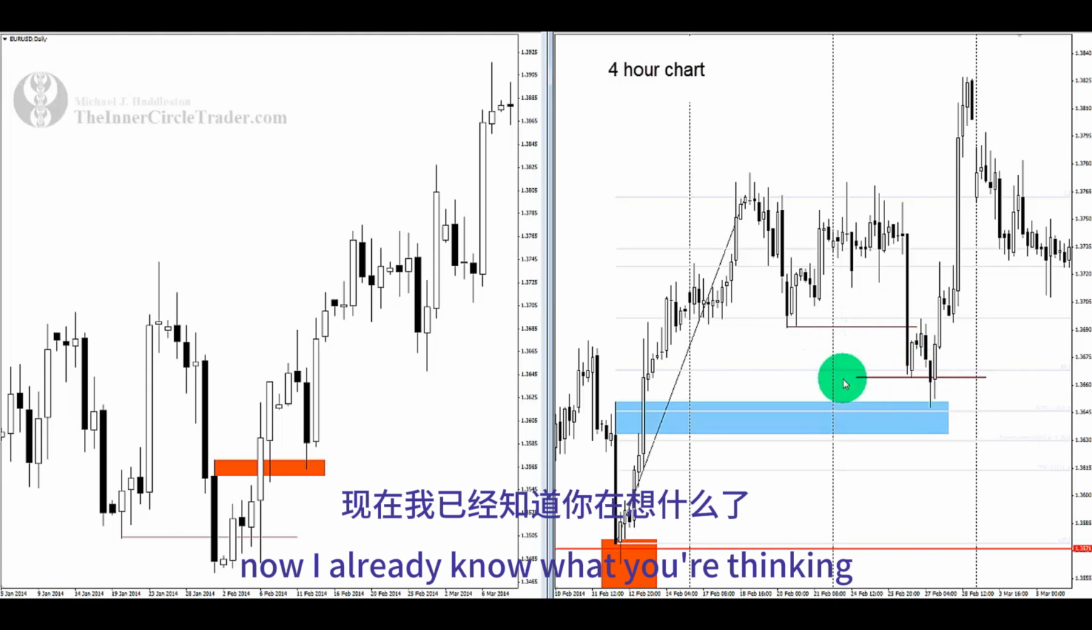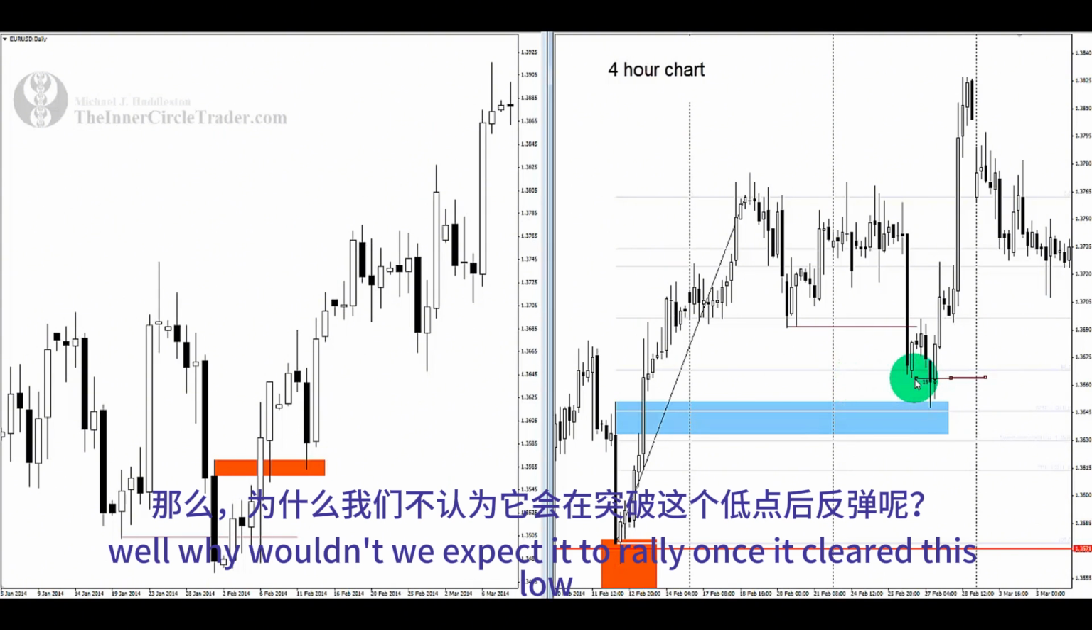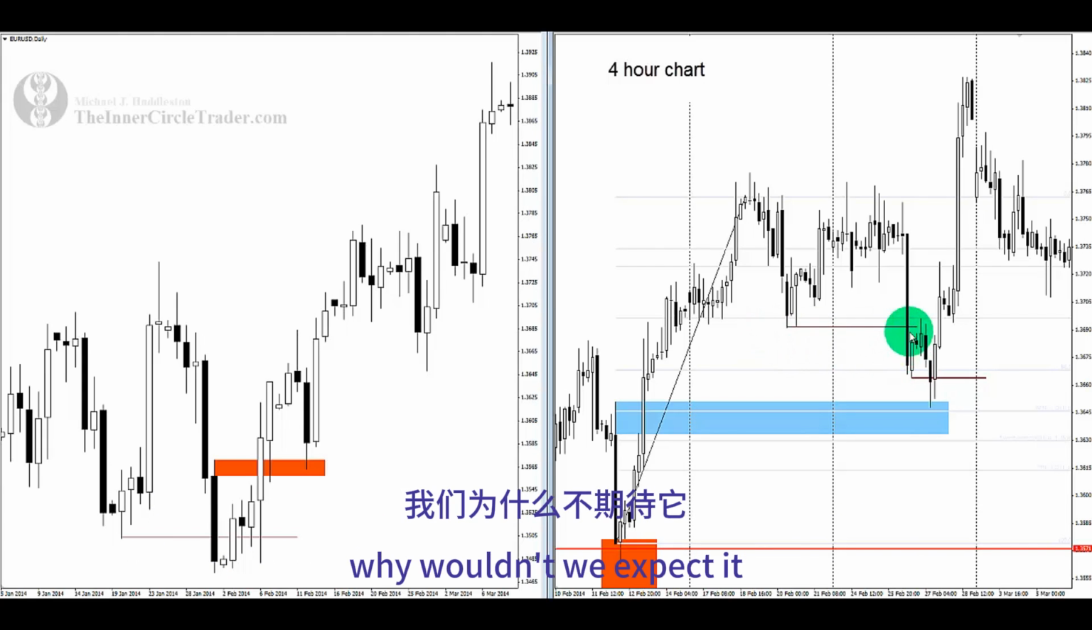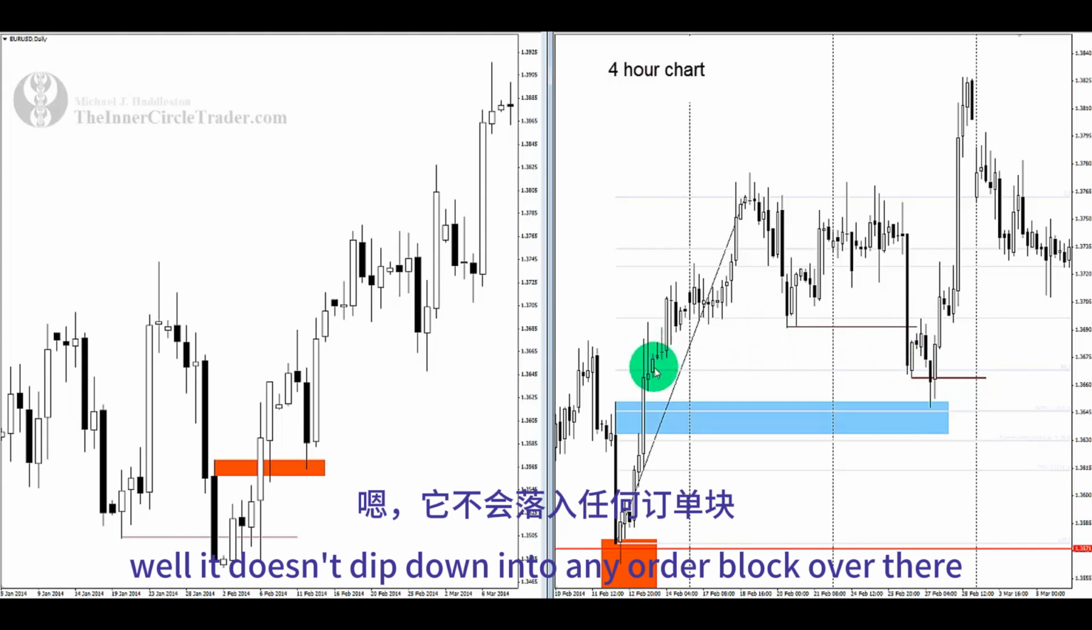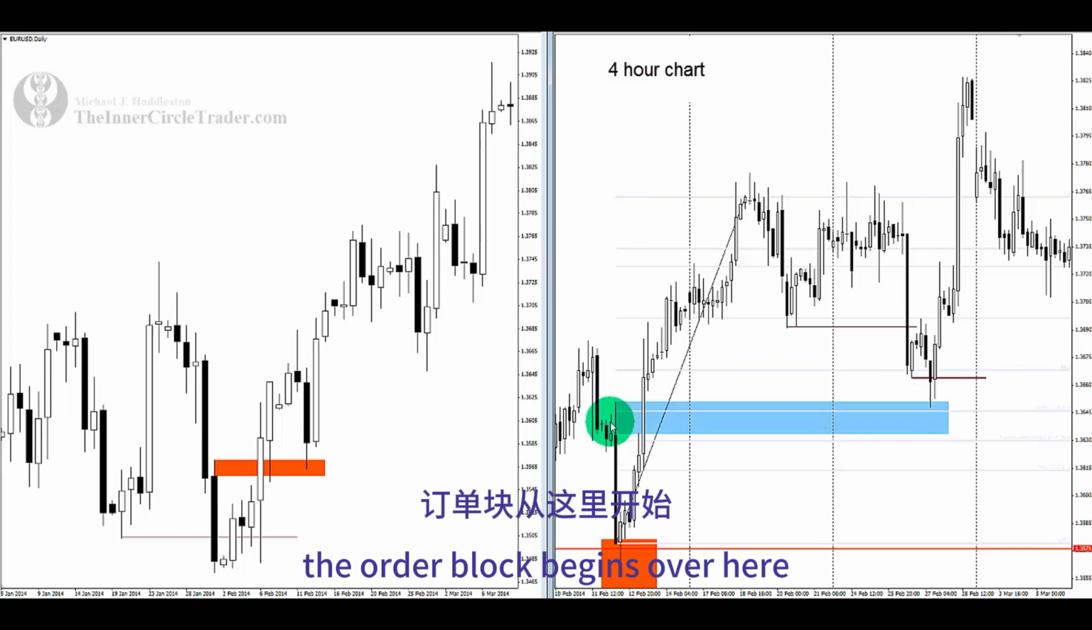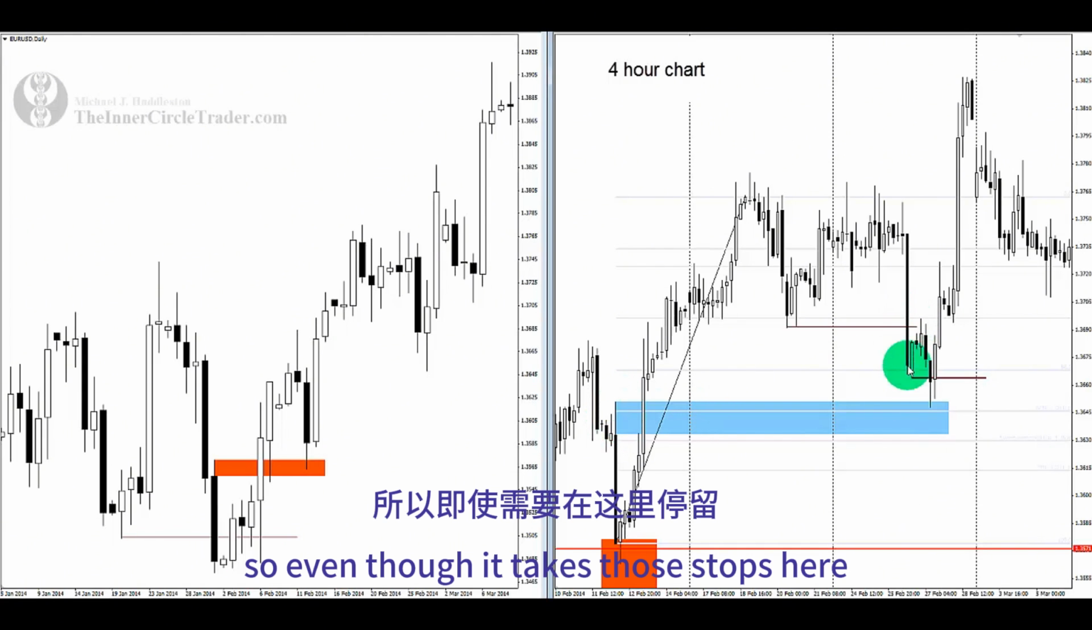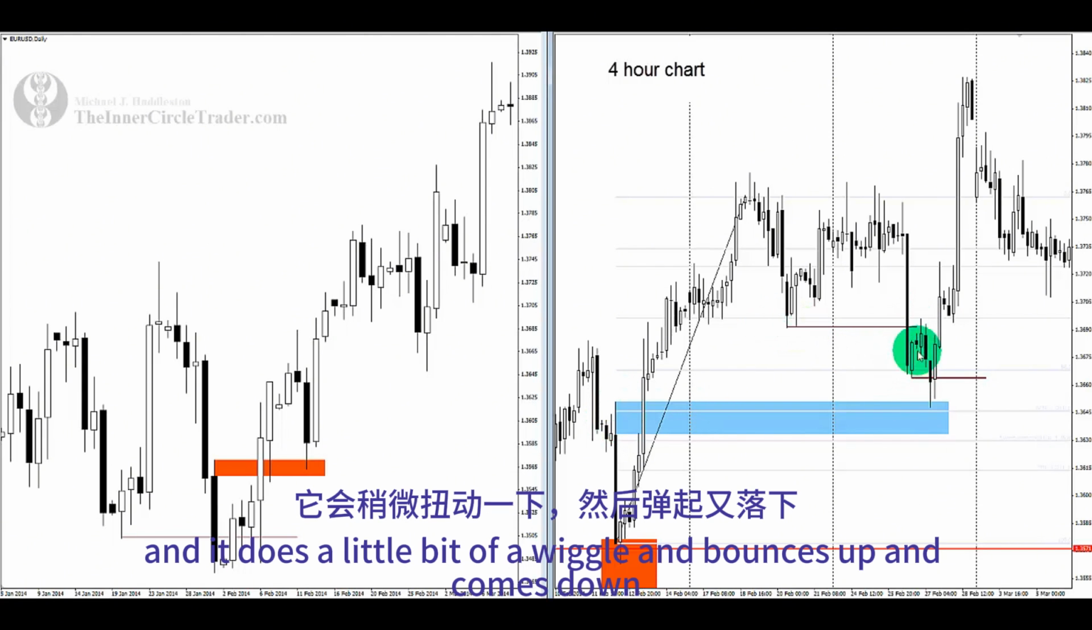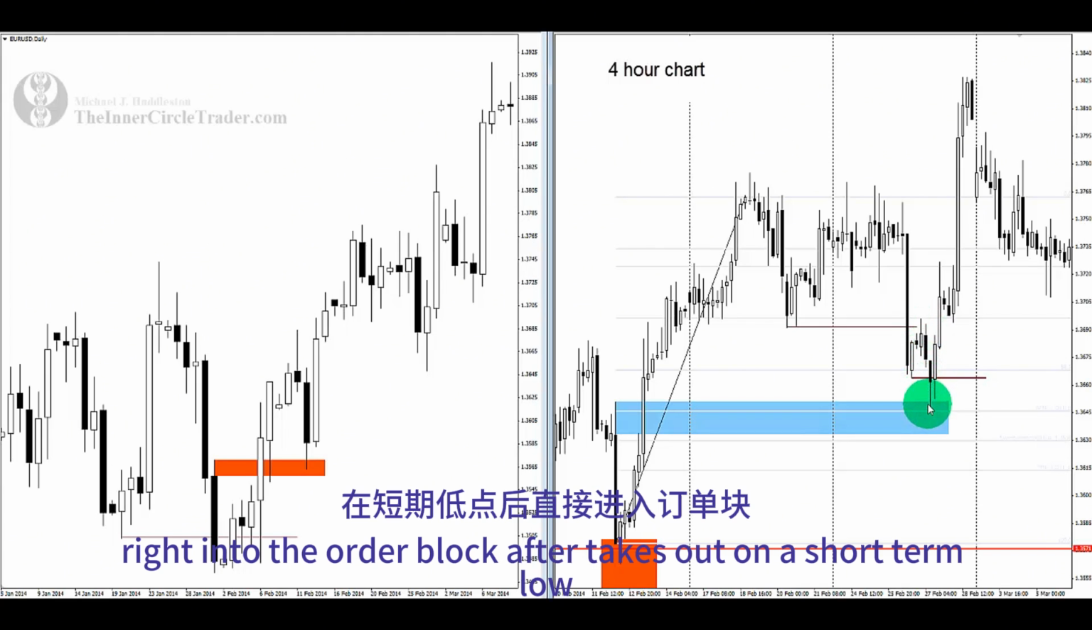Now I already know what you're thinking. Well, why wouldn't we expect it to rally once it cleared this low? Well, it doesn't dip down into any order block over there. The order block begins over here. So even though it takes those stops here and does a little bit of a wiggle and bounces up and then comes down, where does it go? Right into the order block after it takes out another short-term low.